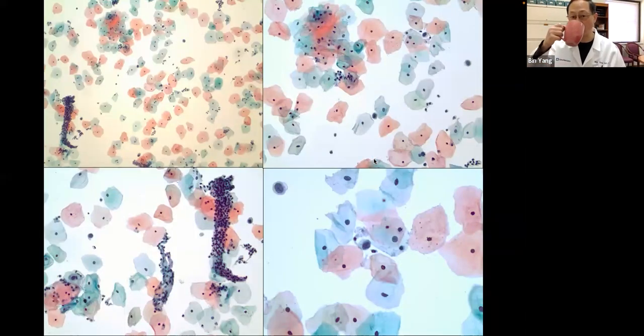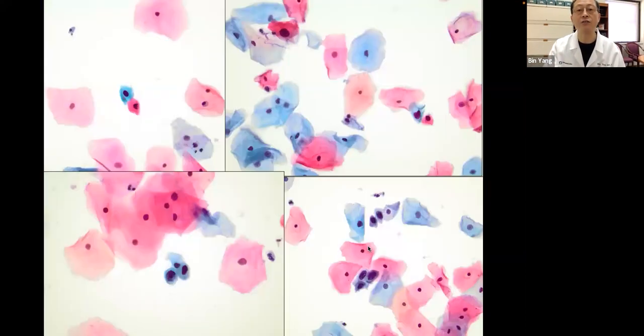This is another case. You can see the background inflammation, relatively clean, and I don't have LSIL. I encounter a few single individual cells here and there, and never see a group. Added together, maybe a dozen, less than 20 cells spread around. There are some features of metaplastic cells, but they're really hyperchromatic, and I call ASC-H.